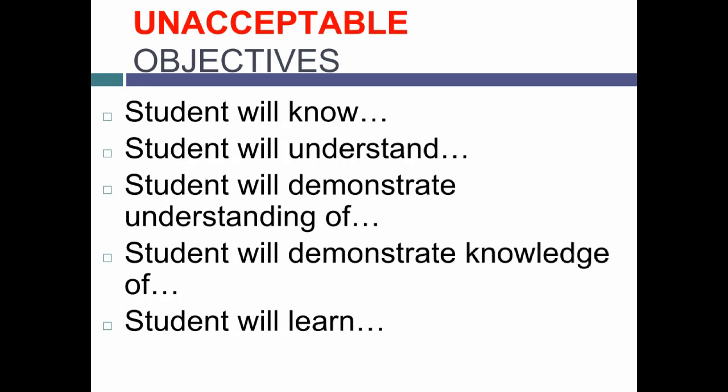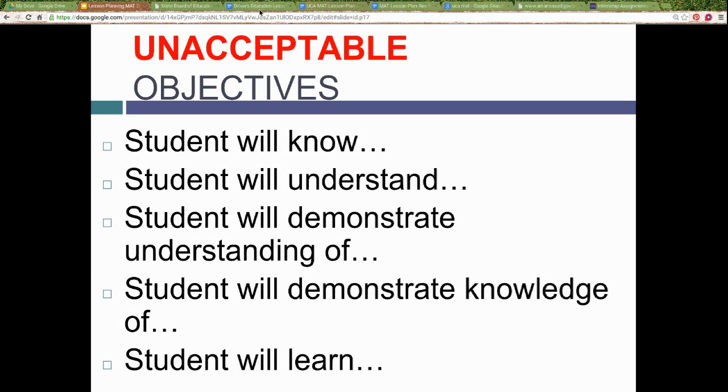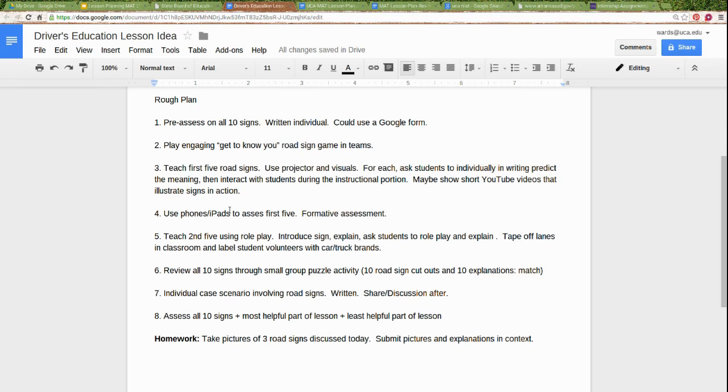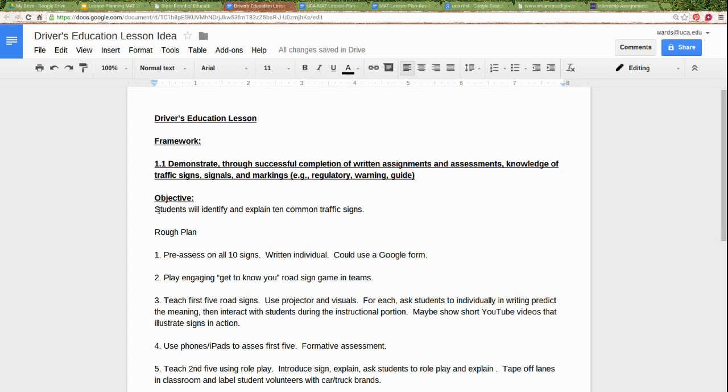You want to write measurable objectives. You may be thinking, well, how would you write it? And I'll just remind you of what we had in our plan. In fact, I'll just show it to you. Our lesson for driver's education, we use students will identify and explain 10 common traffic signs. So the difference is the verbs. We used identify and we used explain.